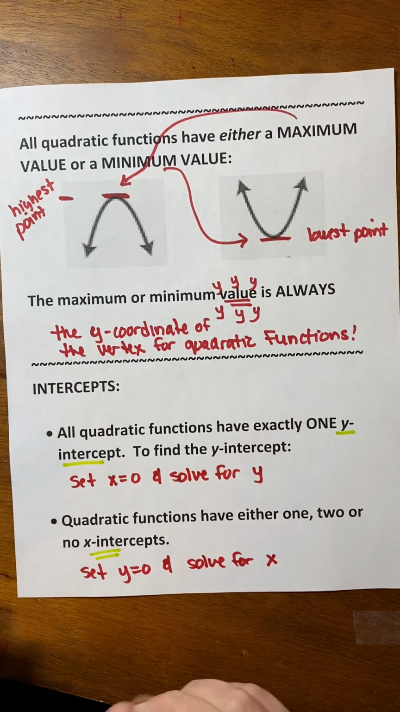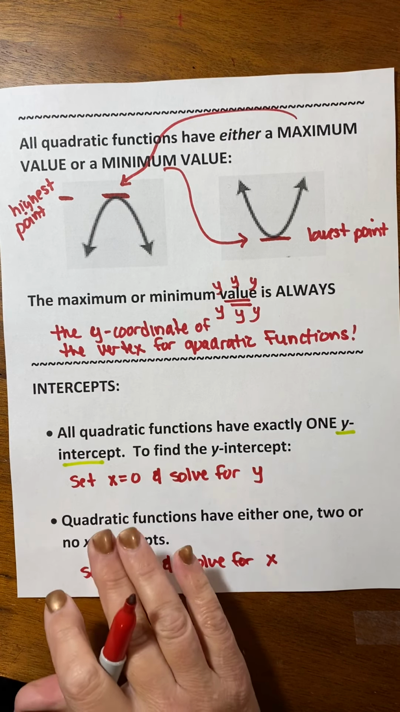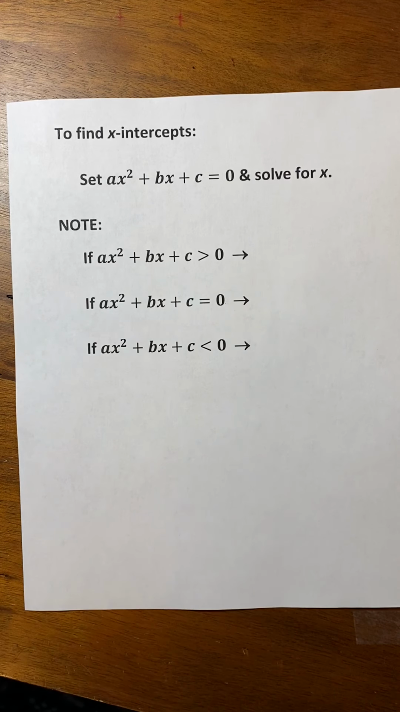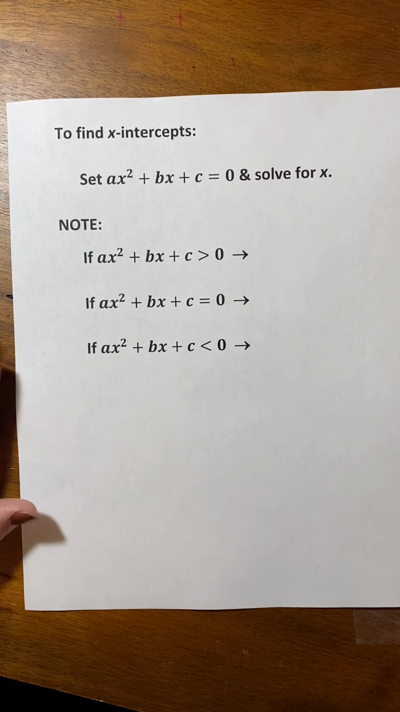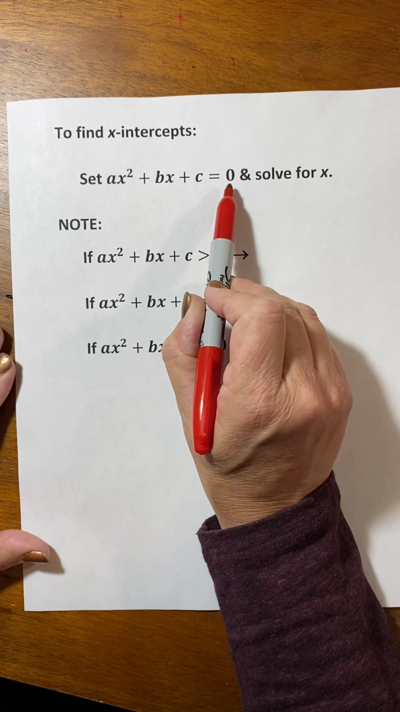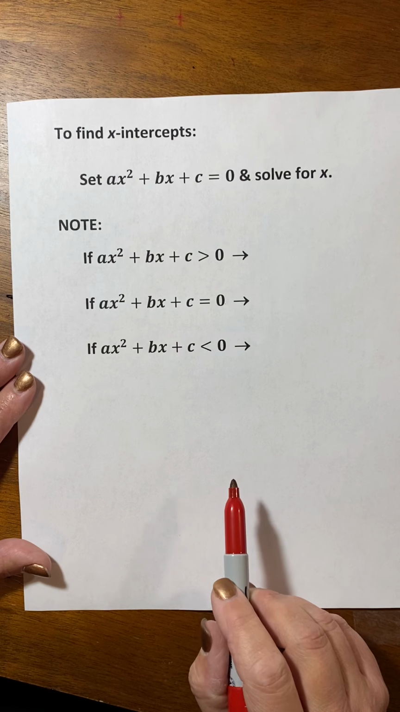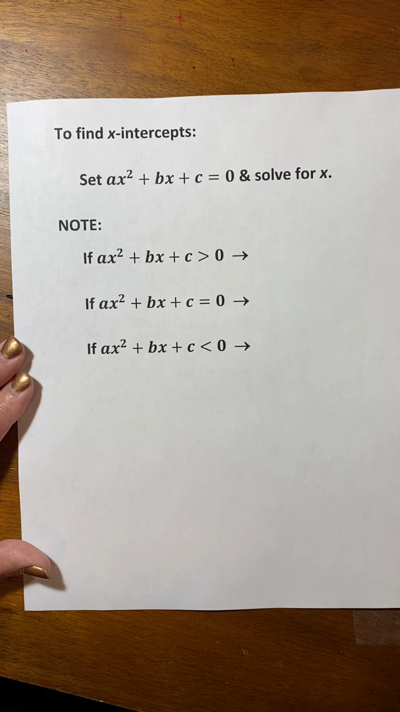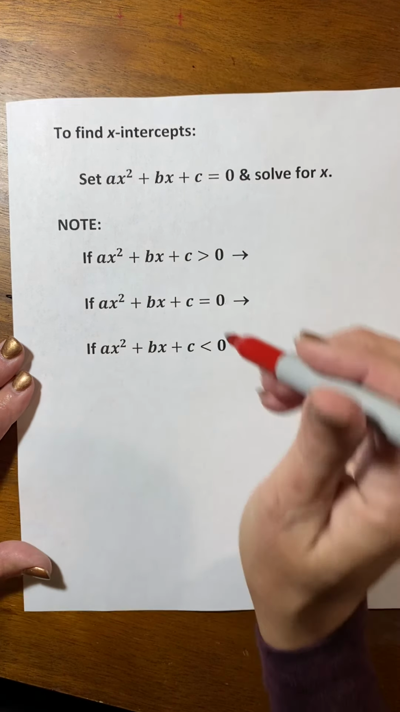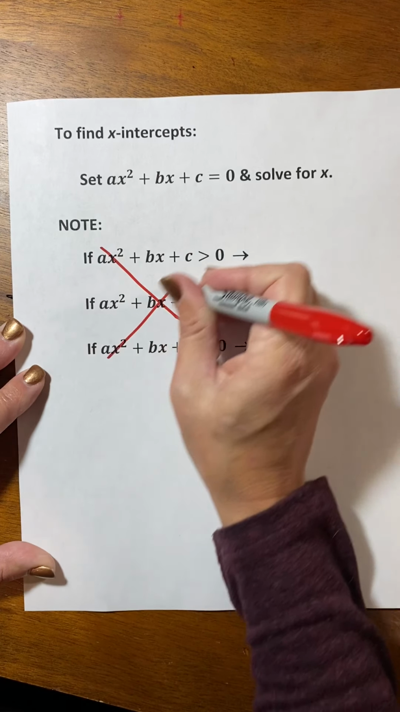Right, and this is where it gets complicated. We have to refer back to everything we learned in chapter 6 and chapter 8 when it comes to solving quadratic equations. So to find the x-intercept, you're setting the quadratic equation equal to 0 and you're solving for x. Whoops, this is a typo. We're going to ignore this and I'm going to fix that.